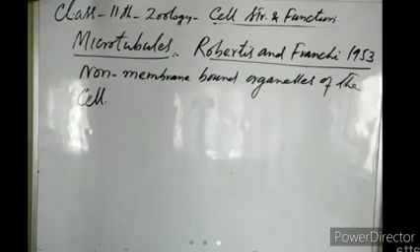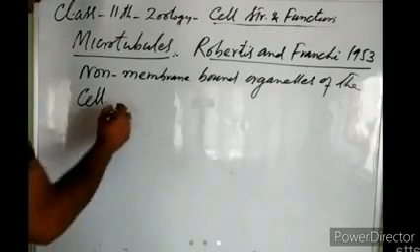We have discussed ribosomes. Ribosomes are formed of only ribosomal RNA and proteins, and they are not covered by any membrane. So we call them non-membrane bound organelles of the cell. Similarly, microtubules are formed of a particular protein, tubulin protein, and they are also not covered by any membrane. So they fall in non-membrane bound organelles of the cell, right? Where do we find these microtubules in the cell?